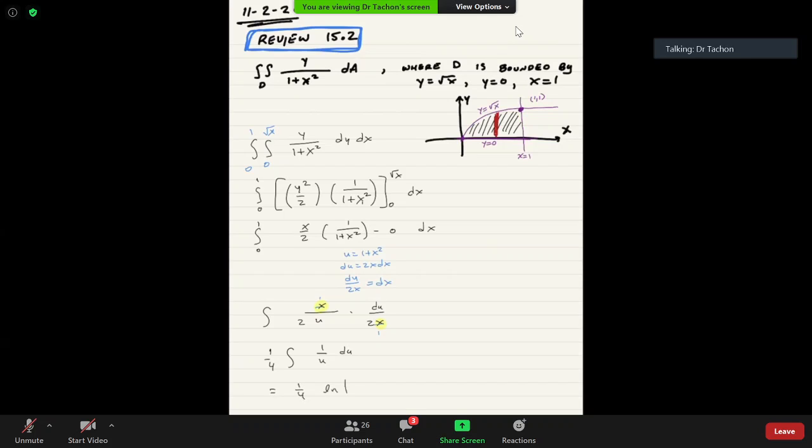Natural log absolute value of u, which is 1 plus x squared. Okay, and then we're going to evaluate this from 0 to 1. Those are our x bounds. Okay, so plug in the upper bound, 1/4.